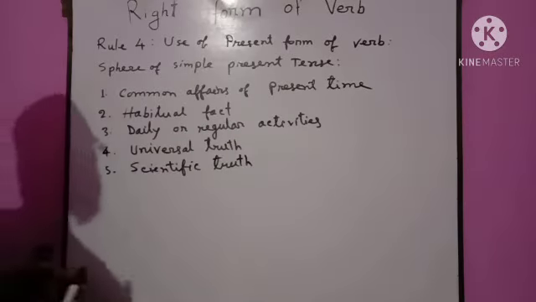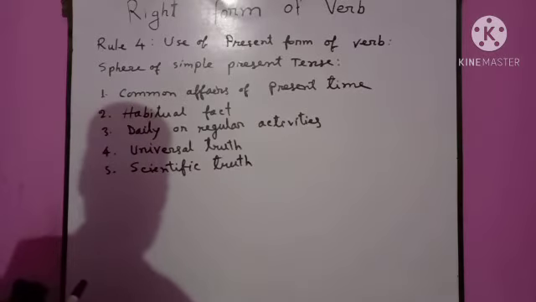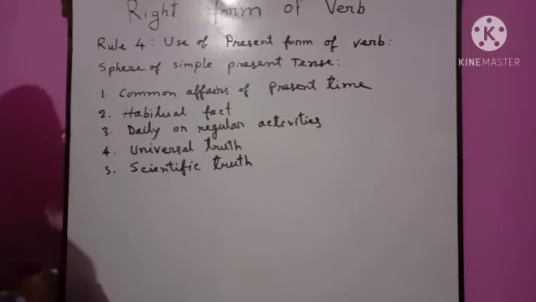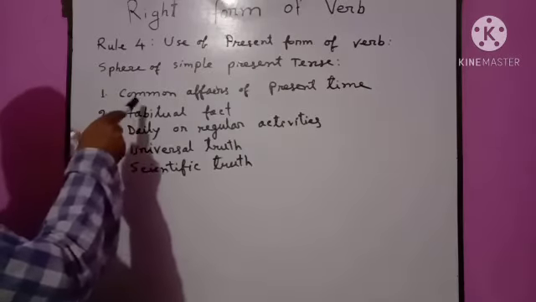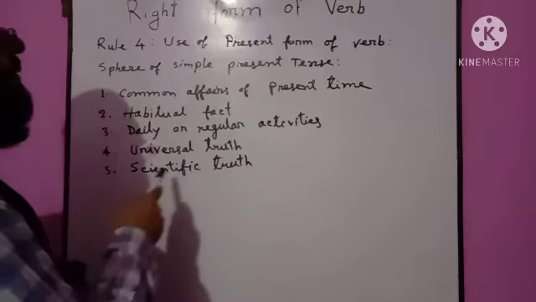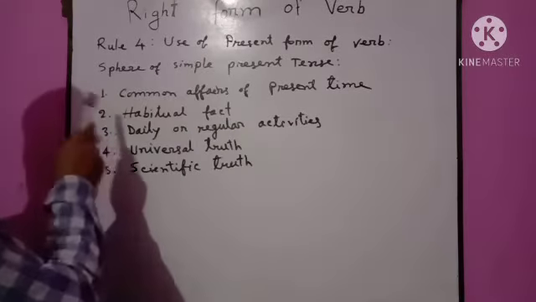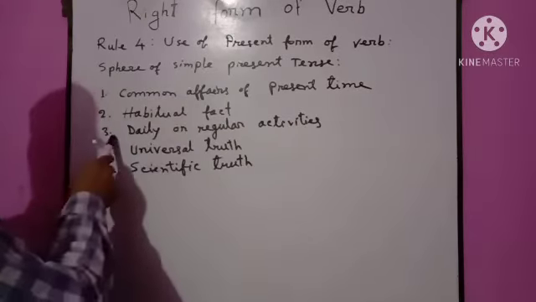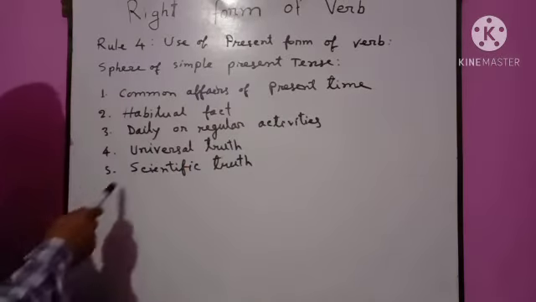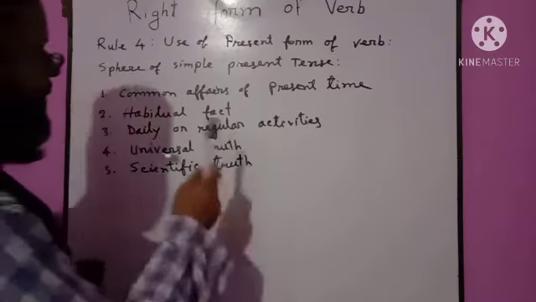Generally, we use simple present tense in these five sectors, in these five spheres or fields. Number one, common affairs of present time. Number two, habitual fact. Number three, daily or regular activities. Number four, universal truth. And number five, scientific truth.